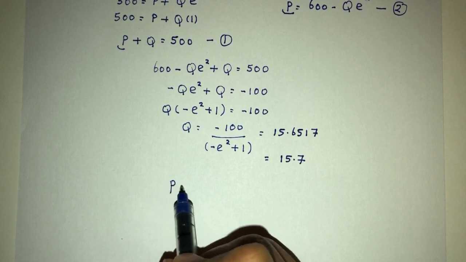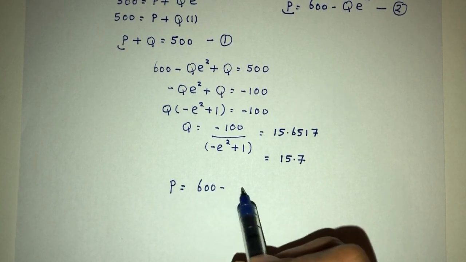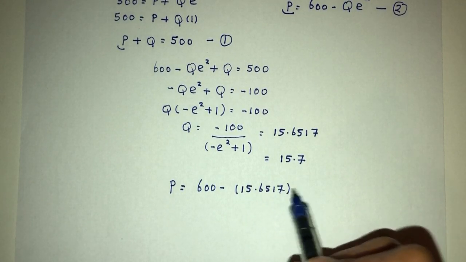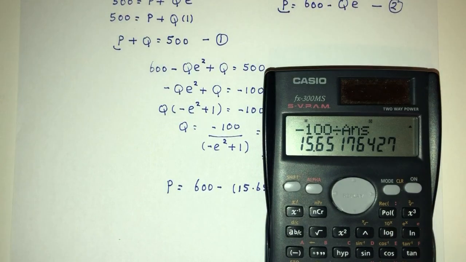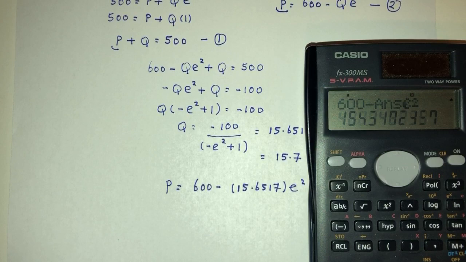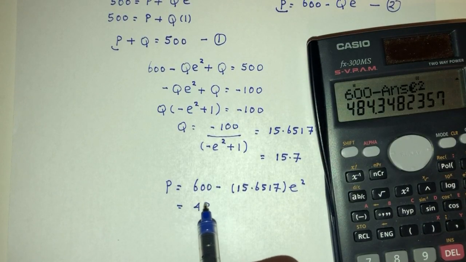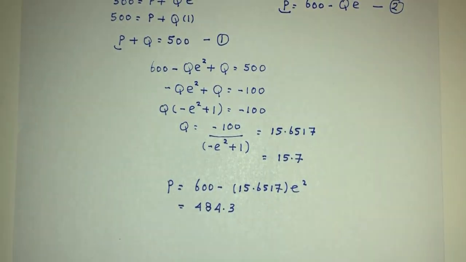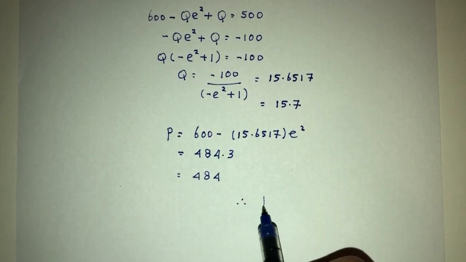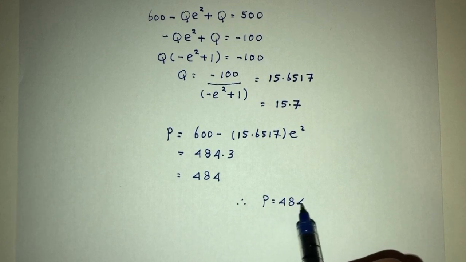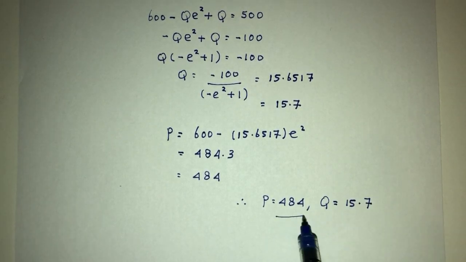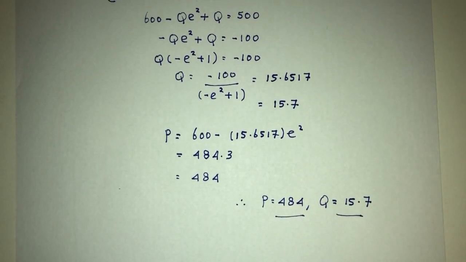Now we have to find the value of P. P will be 600 minus Q. Let's take the value of Q to be this one times exponential square. So 600 minus answer exponential square. That will be 484.3. So correct to 3SF, that should be 484. So P is 484 and Q has to be 15.7. The answers to 3SF. That will be part A.